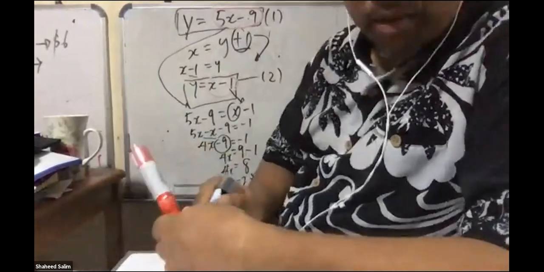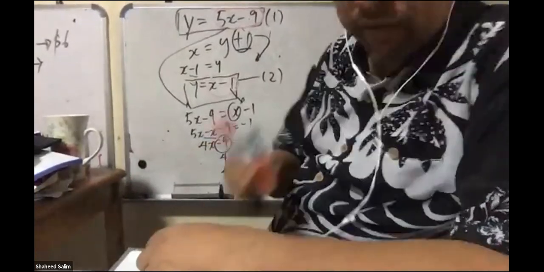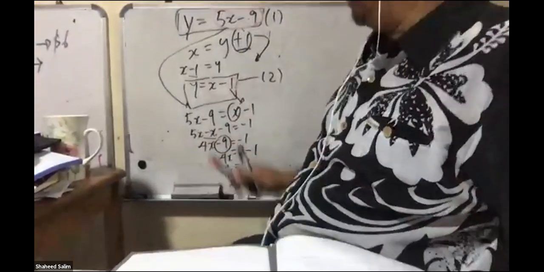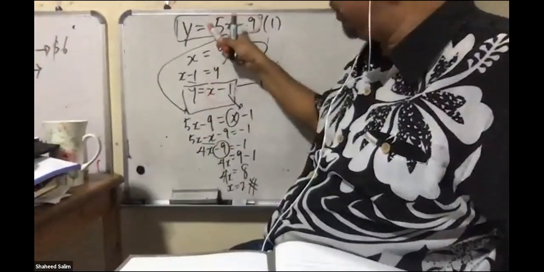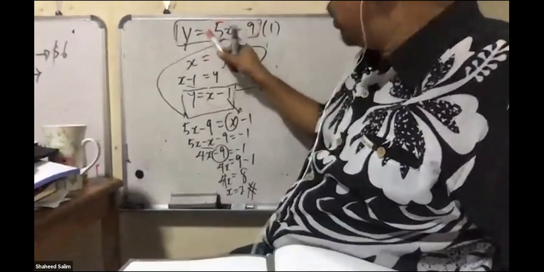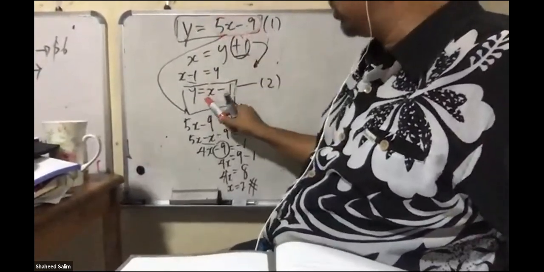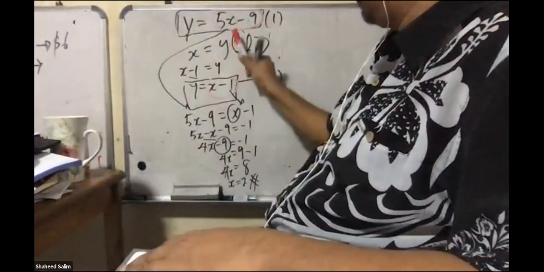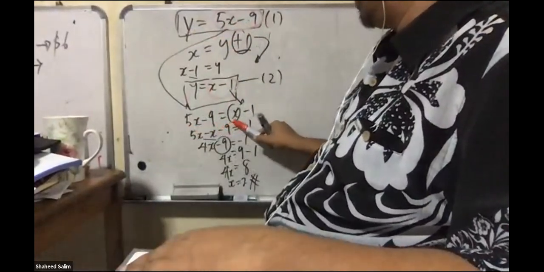Okay, maybe some of you may prefer this method. If you prefer this method, you use this method. What is this method? The method is you make the format the same. y equals blah blah blah, or x equals blah blah blah. Since y equals x minus 1 and y equals 5x minus 9, you put down here 5x minus 9 equals x minus 1.